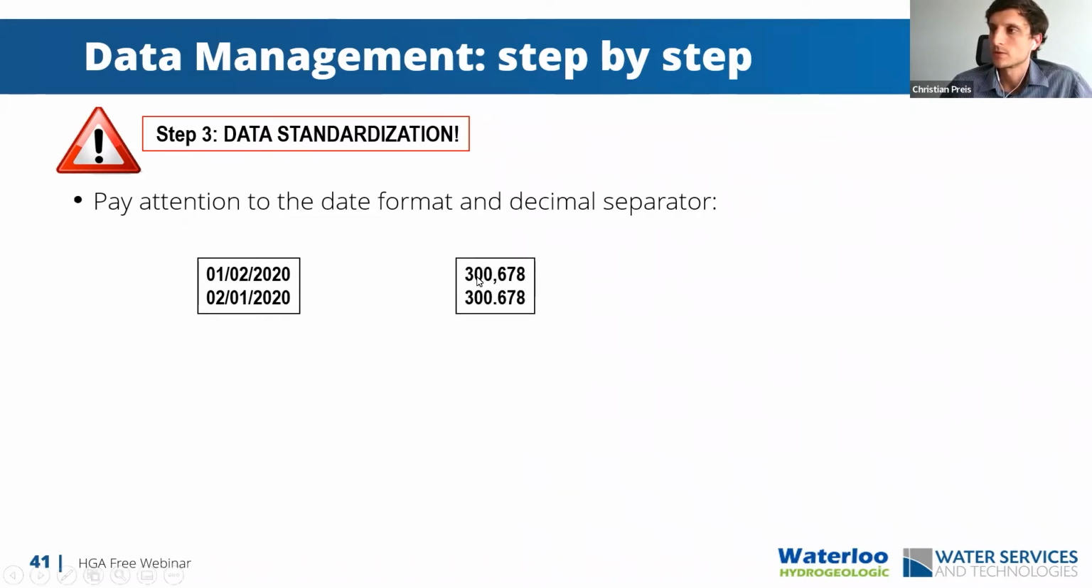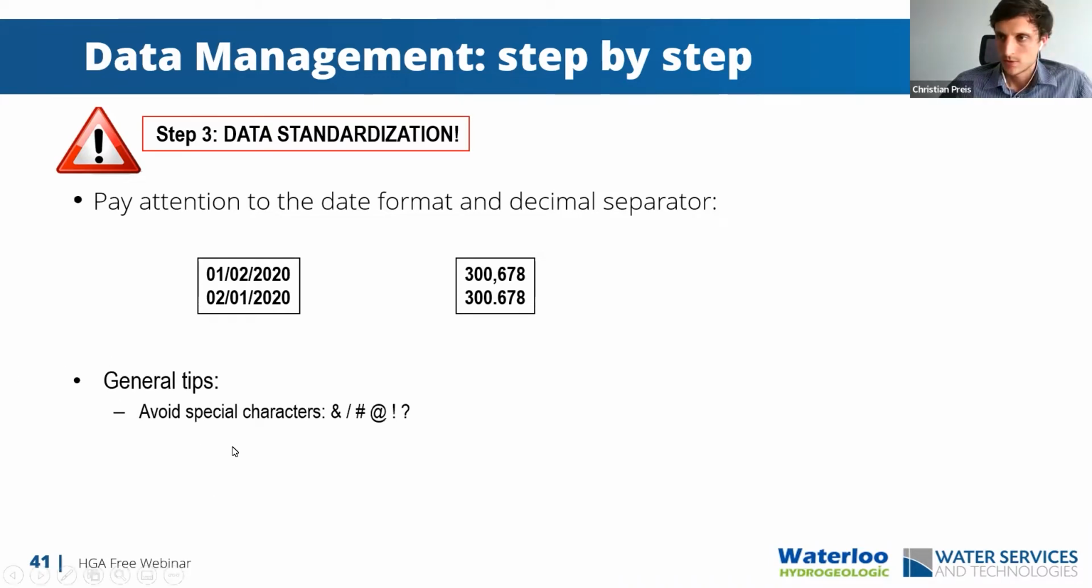And also the decimal separator. So is this 300,000, or is it 300 decimal 678? In Brazil, the comma is a decimal separator. But in some countries, the comma is a separator for thousands, so this would be 300,000. And for example, in the US, the point is used as a decimal separator, but in Brazil, the point is used to separate thousands. So it's very important to set this standard, to know that when I'm writing, comma is a decimal separator, and when I'm writing, point is a thousand separator. And some general tips is to always avoid using special characters in any text that we import in the database.